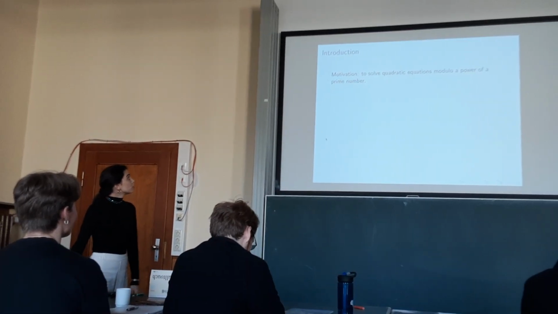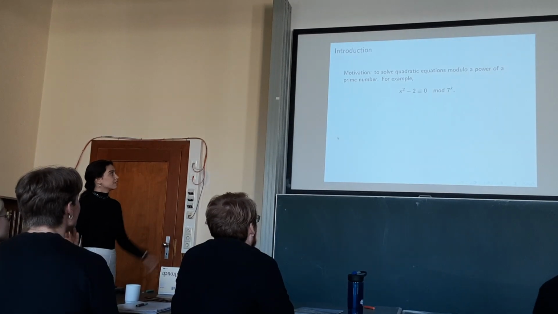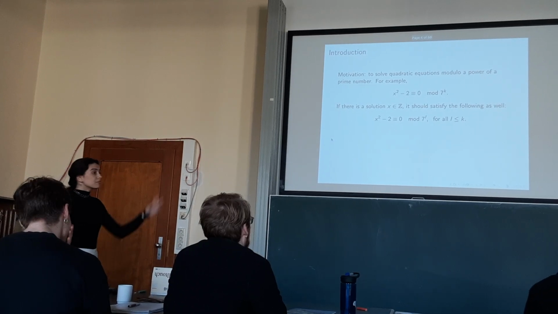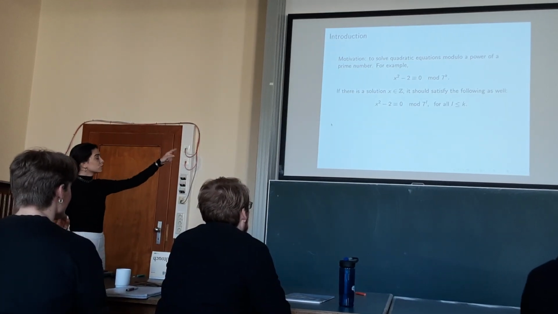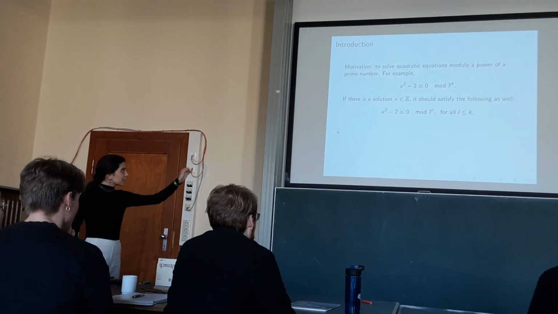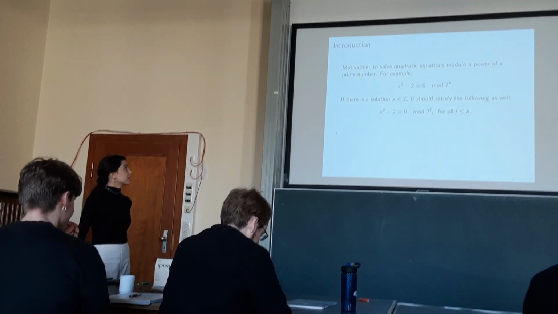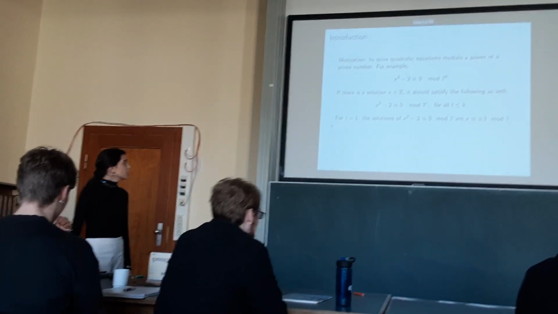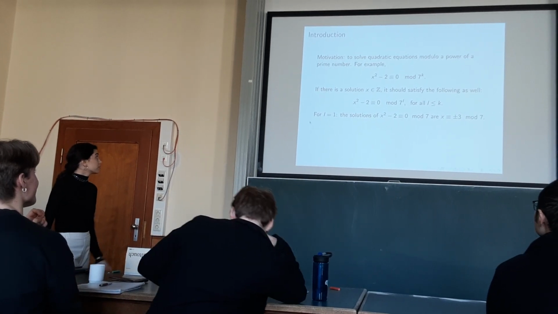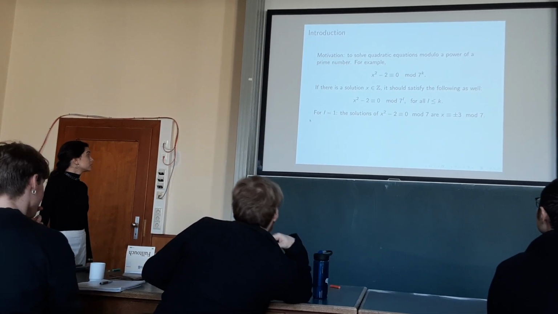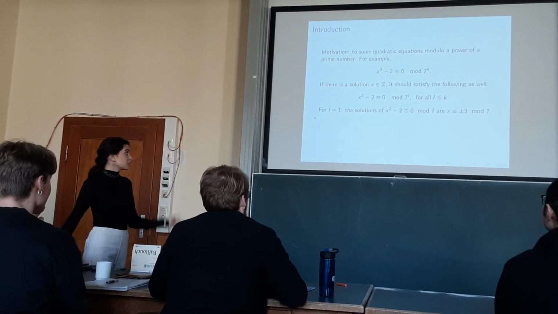numbers. To solve quadratic equations modulo a power of a prime number, for example, this one. If there is a solution, this solution should satisfy all the same equations modulo a power of 7, which is less than the k. For example, the simplest case, for L equals 1, there are two solutions, 3 and minus 3.